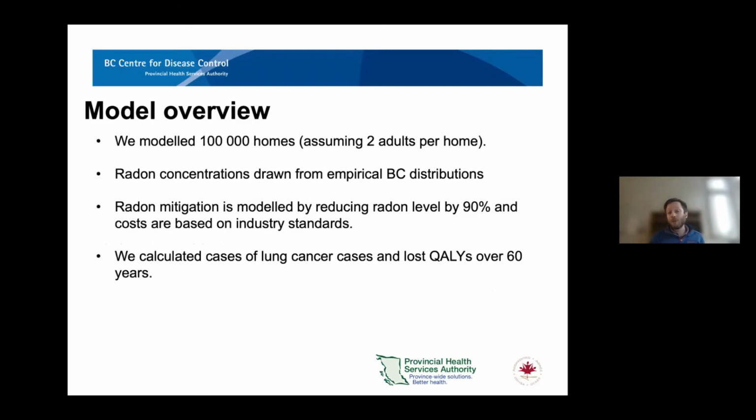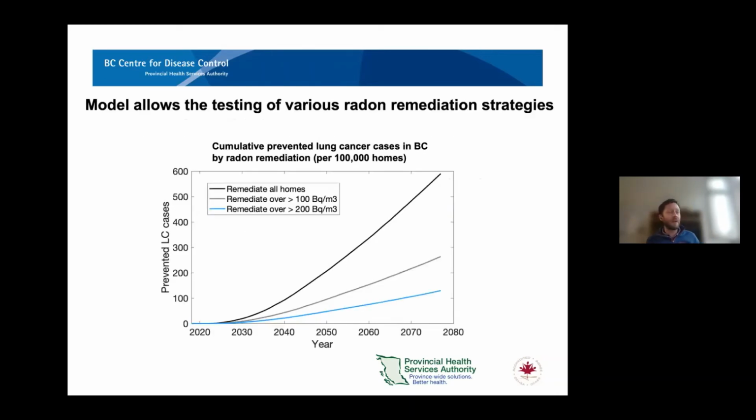To do this, we've generated a model that models 100,000 homes, and we assume 2 adults per home. And we draw radon concentrations from these empirical BC distributions that we have. And then we model the radon mitigation by reducing radon levels by 90%. And for cost utility estimates, we use industry standard costs. And then we can calculate cases of lung cancer and lost quality adjusted life years. We let this model run along for 60 years, and we can accumulate and see what the impact is. So let's take a look at what sorts of things we can see in this model.